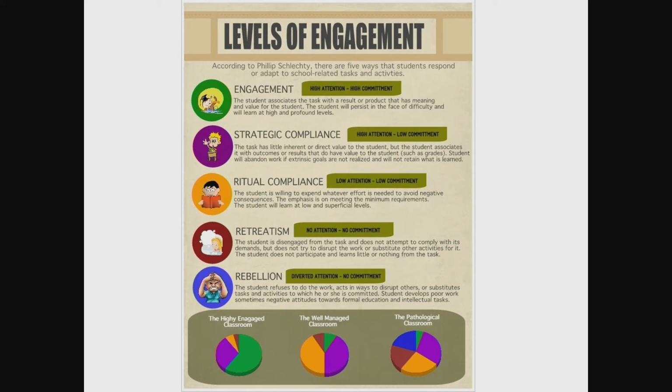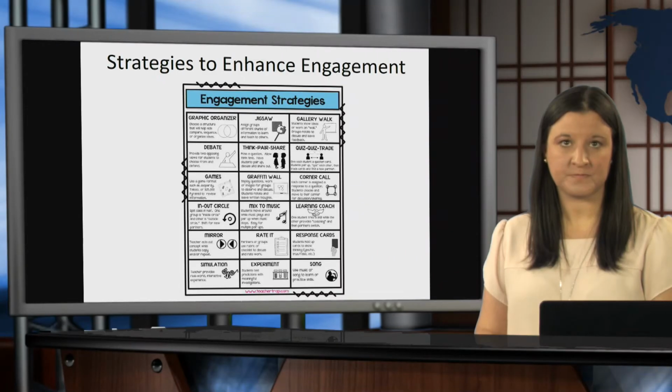Rebellion is the blue section. These students actually have diverted attention. They're being disruptive and taking away attention from the rest of the classroom. We want to increase our green sections of our classroom. How can we do this? Let's look at some strategies.